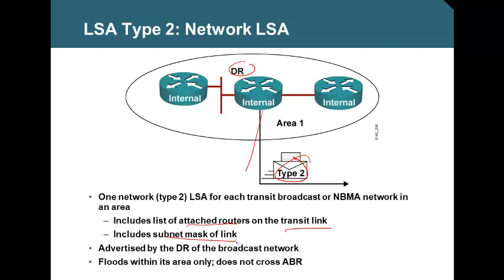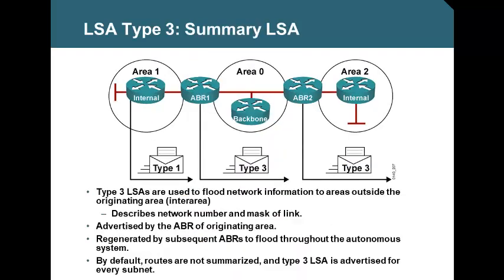Type 3 LSA originates from the ABR, and all type 1 and type 2 get converted as type 3 and go to other areas. These are clear. By default, the routes are not summarized. You have to summarize them manually, which is the next chapter.